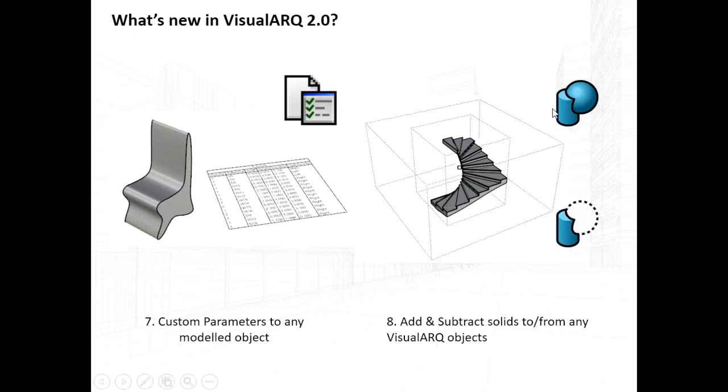Also, we have added the commands to do Boolean operations between VisualARQ objects and Rhino geometry, which is something that was only available for walls up to the 1.9 version. So now it's also available for any kind of object without losing the parametric information. Okay.